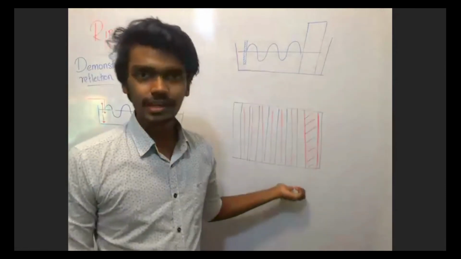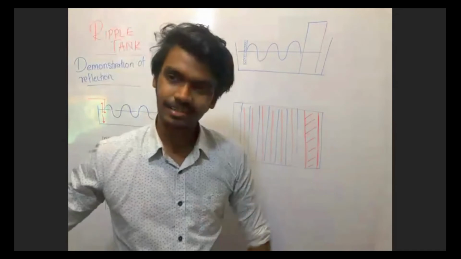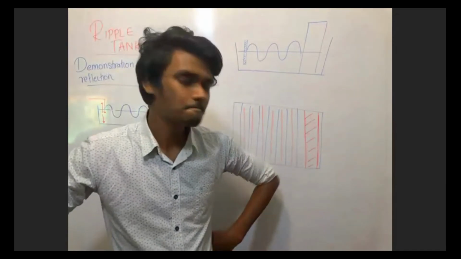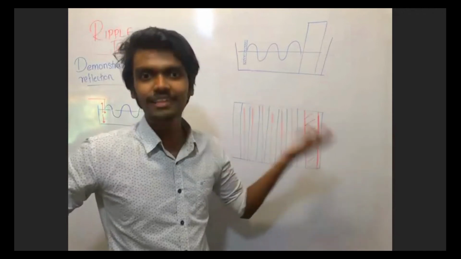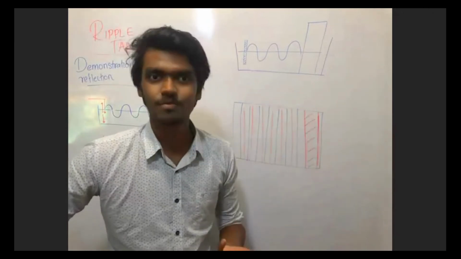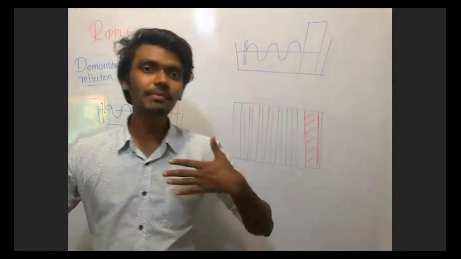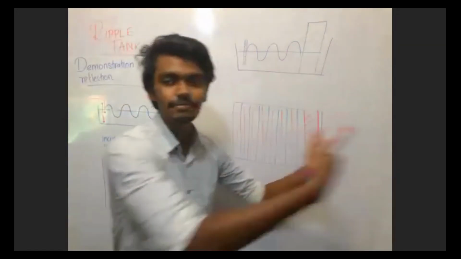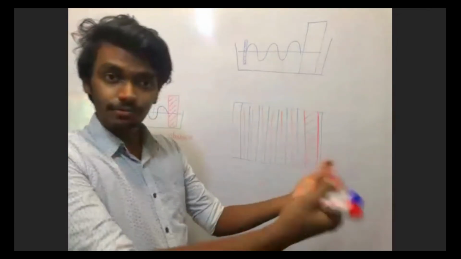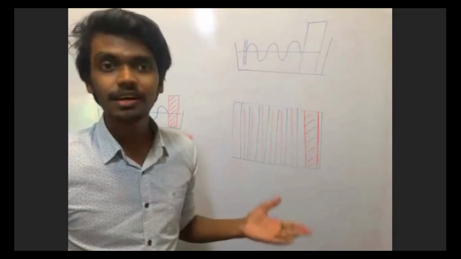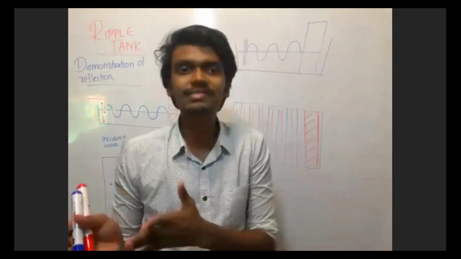Can you observe this kind of a reflection by using the ripple tank? I mean, will it make sense? Is it going to be blue in color, the incident ray blue in color and the reflected ray red in color? No. Everything is going to look like the same. You won't be able to observe the incident and the reflected rays. You cannot observe the incident wavefronts and the reflected wavefronts distinguishedly. It's going to look like the same thing.